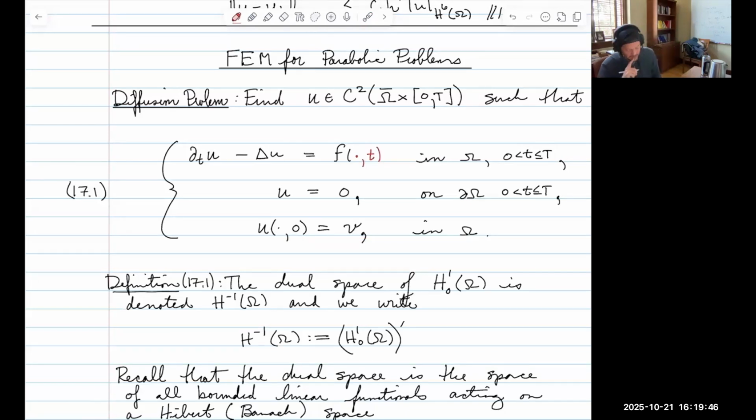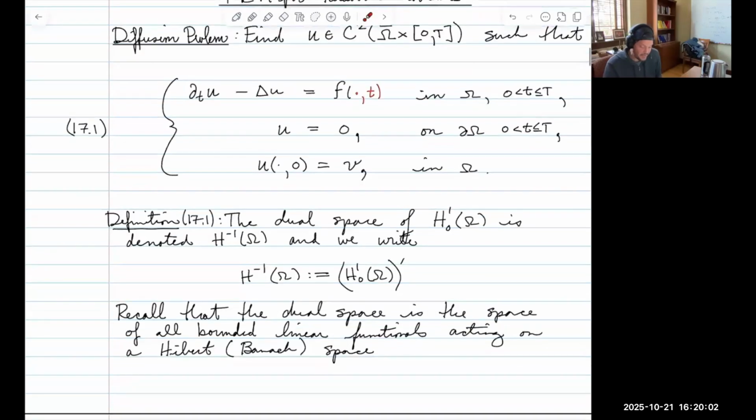That's a function of both space and time. Because I don't want to put the x in there to represent all the particular points of x, and I only want to represent particular points in time, I'm going to put a dot there where x normally goes. So f is a given function of space and time. V is simply a known function of space.